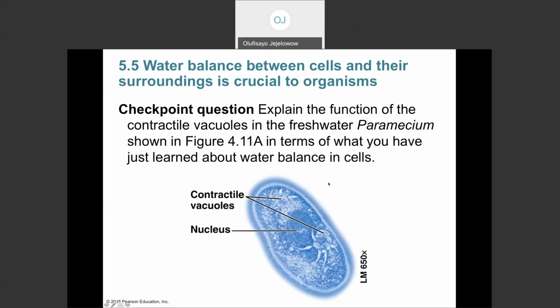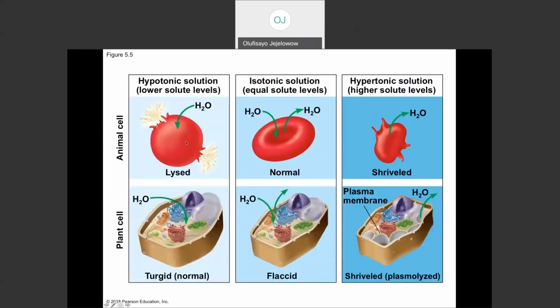So, checkpoint question: explain the function of the contractile vacuole in freshwater paramecium in terms of what you have just learned about water balance in cells, and emphasize the function of the contractile vacuoles. So this is an animal cell, a red blood cell. It lyses in hypotonic solution. It remains normal in isotonic solution, but it shrivels or shrinks in a hypertonic solution.